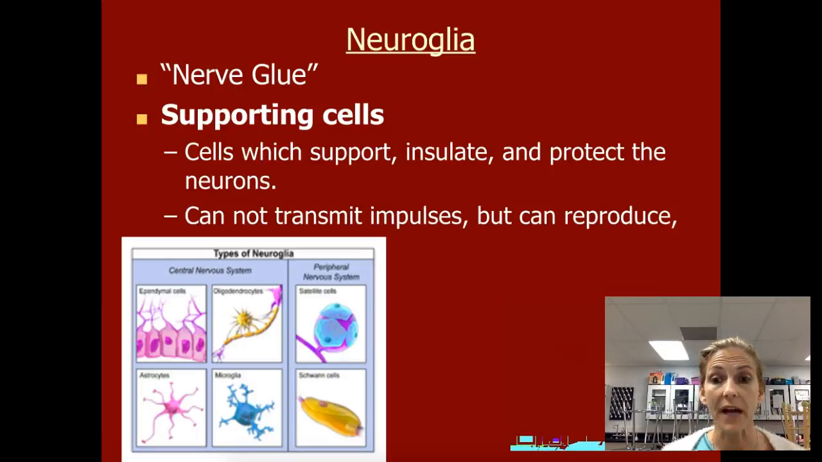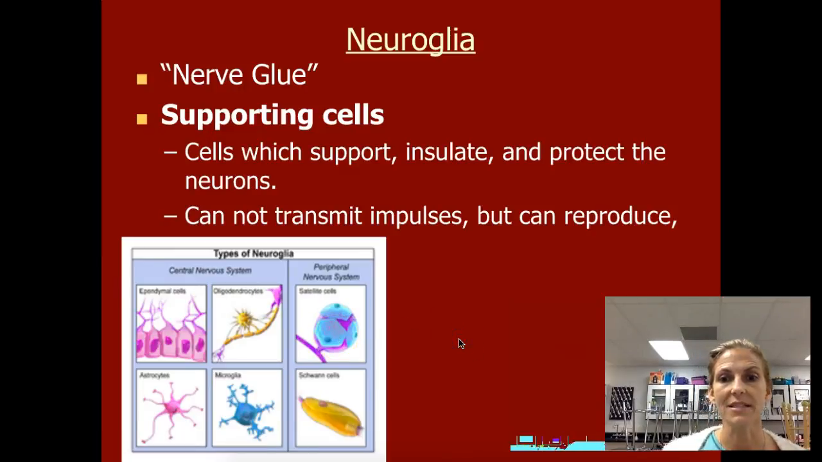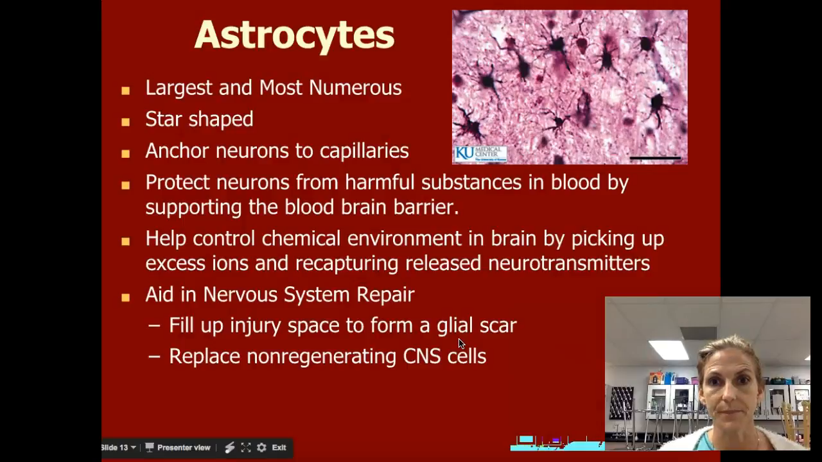Now we're going to talk about the neuroglia, the ones that can't send signals but they can reproduce. So neuroglia means nerve glue, and sometimes you just see it called glial cells. And that's fine. So together they support, they insulate, they protect neurons. Because remember, once the neurons are gone, they're gone. So we need to protect them as best we can. So there are 6 of them. 4 are found in the CNS, 2 are in the PNS. So pay attention to which is which.